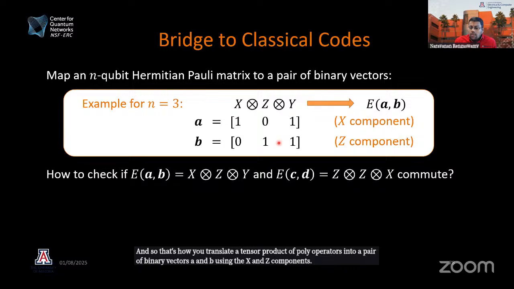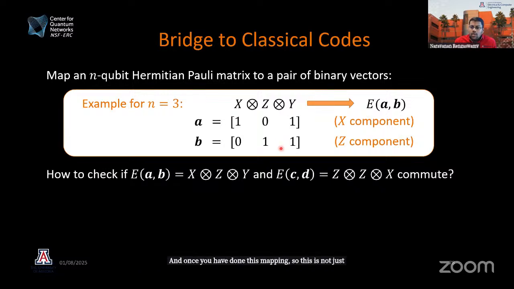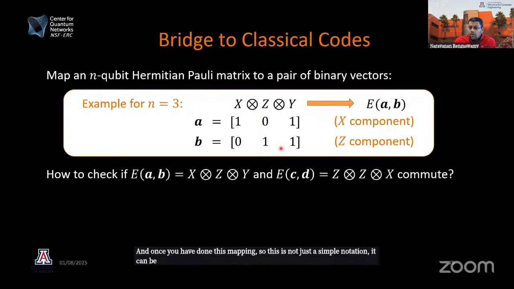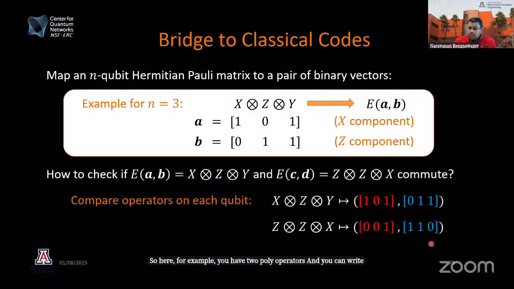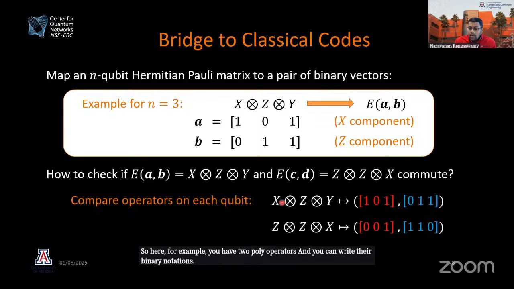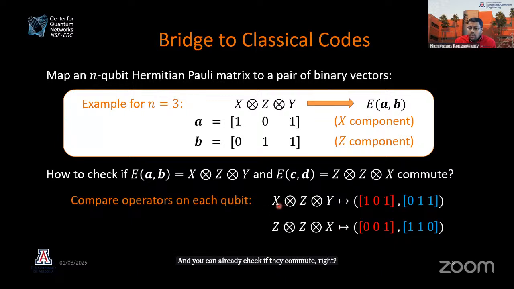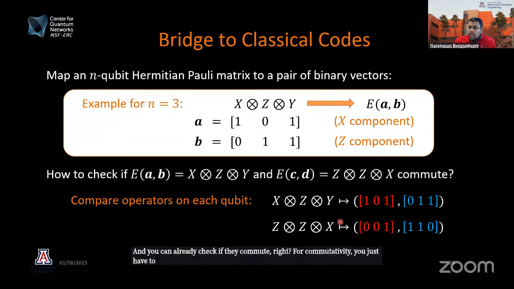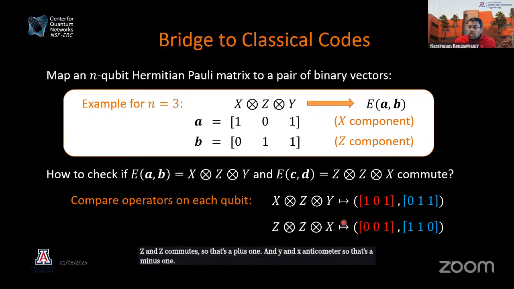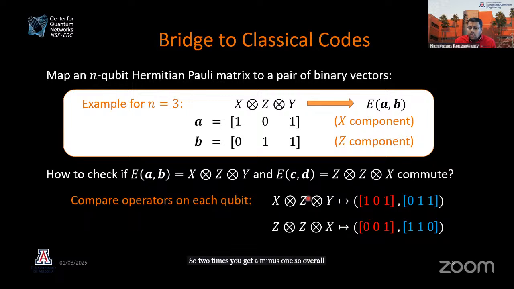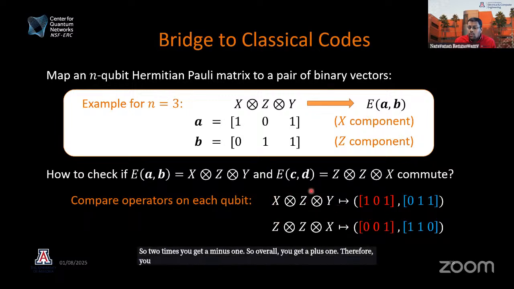And once you have done this mapping, this is not just a simple notation, it can be used mathematically to check commutativity. So here, for example, you have two Pauli operators, and you can write their binary notations. And you can already check if they commute, right? Because for commutativity, you just have to check in how many positions they anti-commute. So X and Z anti-commute, so that's a -1. Z and Z commute, so that's a +1. And Y and X anti-commute, so that's a -1. So 2 times you get a -1, so overall you get a +1. Therefore, you already know that these two operators commute.